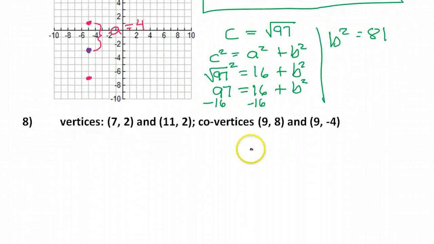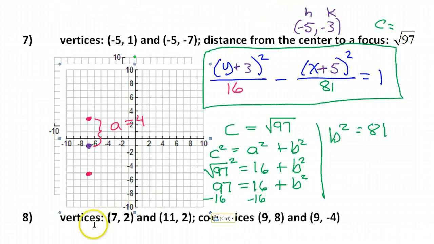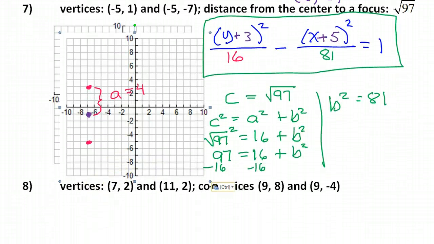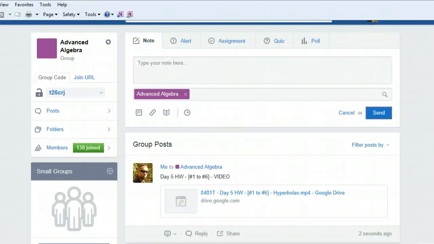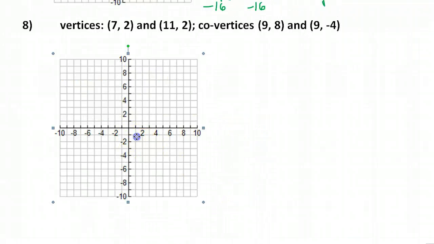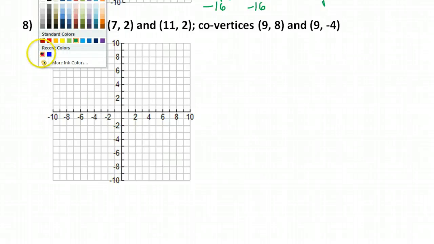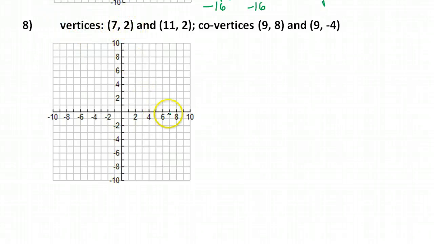Okay, last one, number 8. Again, I'm going to copy this and use a real graph, but you will have to do some sort of bootleg sketch. Let's see what we got. The vertices are 7, 2, so here we go, 7, 2, and 11, 2. Well, this is out there, but we'll figure it out.